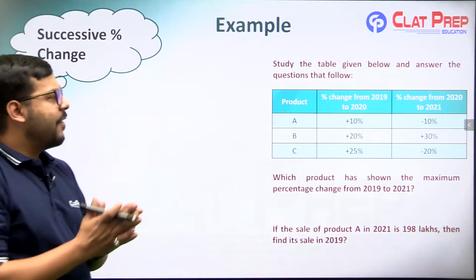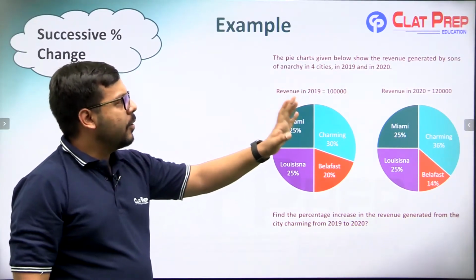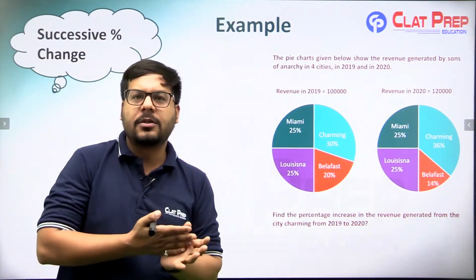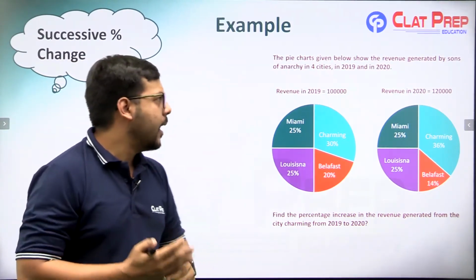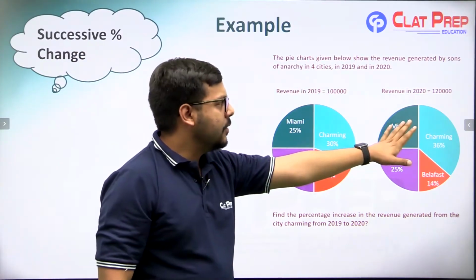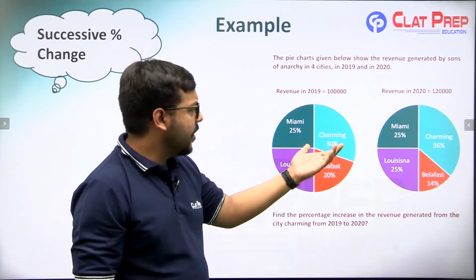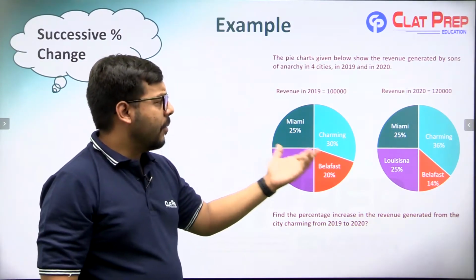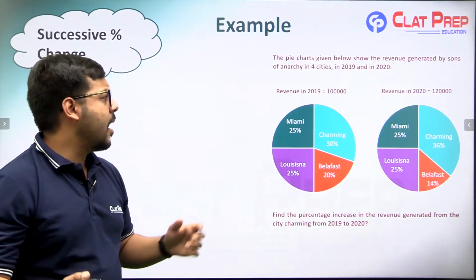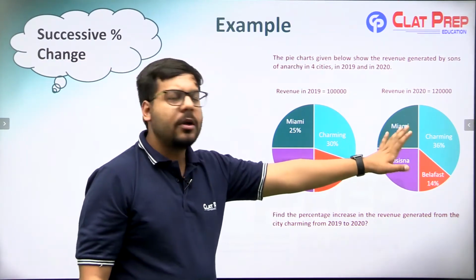Now let's take another example. Suppose I've given certain data in terms of pie charts. I say that the pie charts given below show the revenue generated by the Sons of Anarchy in 4 different cities in 2 years, 2019 and 2020. The total revenue in 2019 is 1 lakh. Total revenue in 2020 is 1,20,000, and obviously the representation is in terms of percentage, that they generate 30% of the revenue from the city Charming, 20% from Belfast, 25% from Louisiana, and 25% from Miami. Okay, and similar percentages are given for 2020 as well.